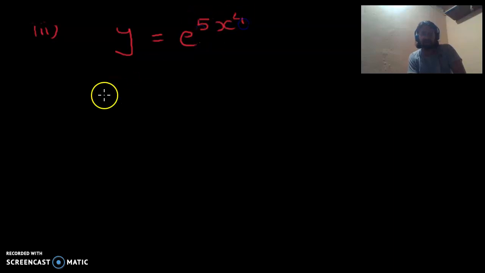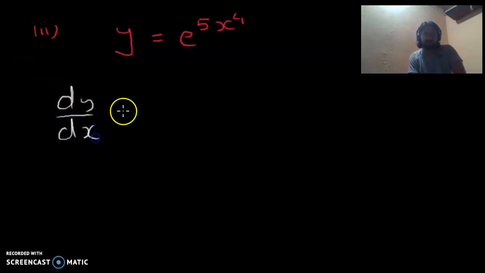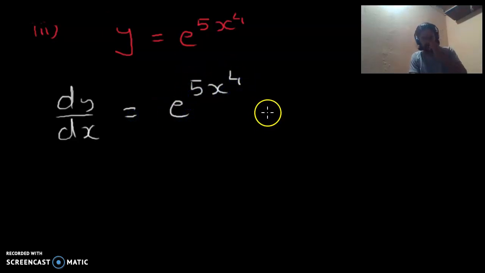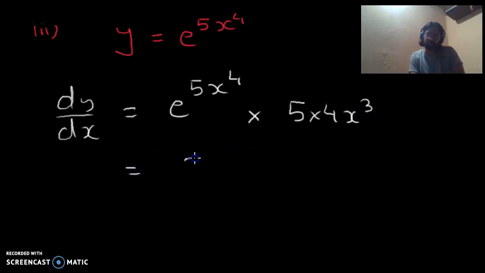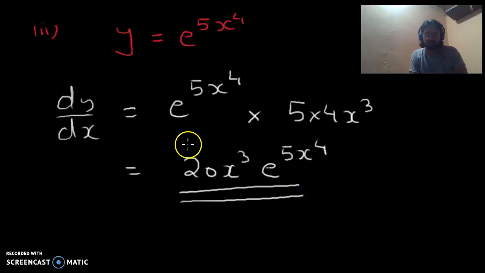Another one, if I ask you what is the differentiation of y equals e to the power 5x to the power 4, how do you differentiate this? With the chain rule. First of all, differentiate this function, and the differentiation of e to the x is e to the x only. Then 5 into x to the power 4, where 4 would come forward, and x to the cube. So ultimately 20x cube e to the power 5x to the power 4. This is the chain rule.